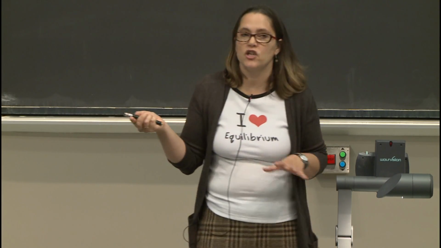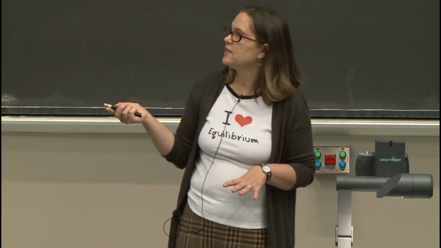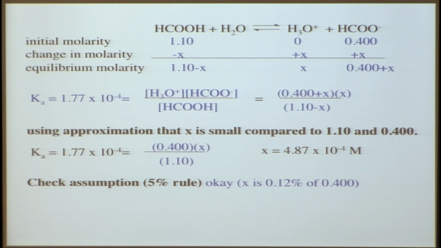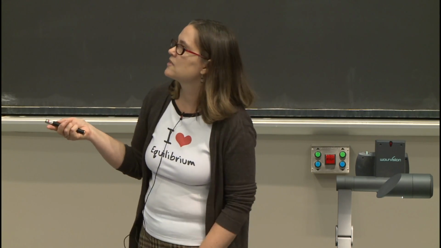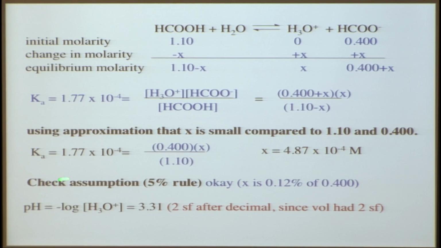And then you have to check it with the 5% rule. If you use the quadratic, you don't have to check. But if you use the 5% rule, then you're asking, is this number, 4.87 times 10 to the minus 4, within 5% of the smaller value, which is 0.4? And it is here. It's 0.12%. So the assumption is OK. That's less than 5%. X is small. And then we can solve for the pH.